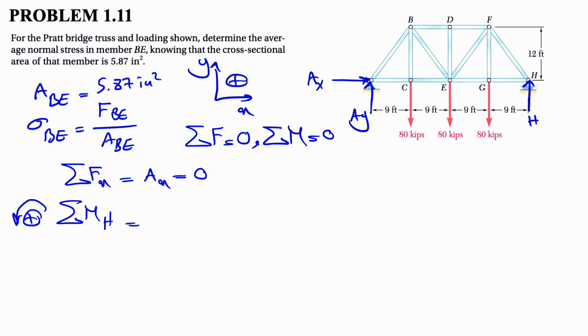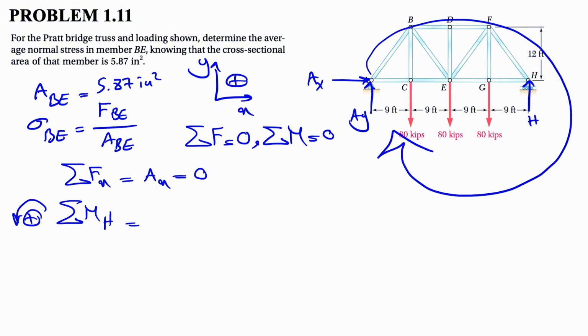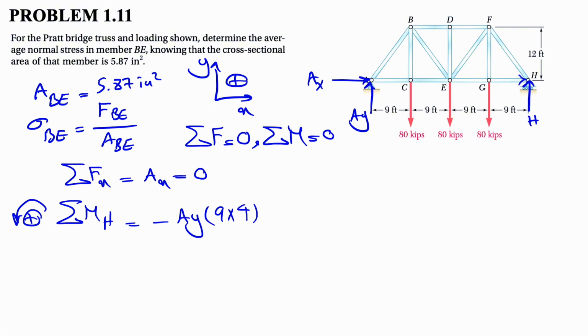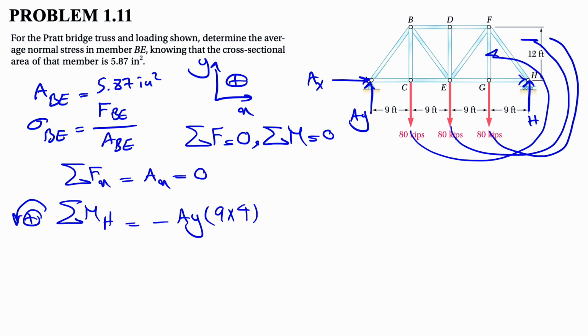So we'll end up with the moment of AY, which is going to be a clockwise moment, so we have minus AY times the distance from here to here, which is 9 times 4 feet. Then we have the moment of the 80 kips forces about point H, and as we can see, all of them are counterclockwise. They just have different distances to point H. Let's start with the first one. All of them are positive 80 since they are counterclockwise, so 80 times what we have from H to C, which is 9 times 3.